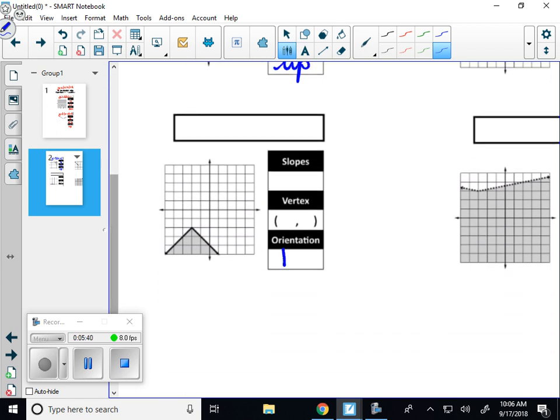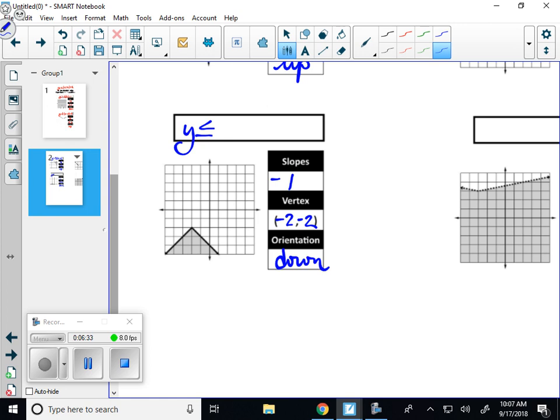Orientation. Down. So my a is going to be negative. What is my slope? If I start at the vertex, I have to go down 1 and over 1. So what's my slope? Negative 1. Questions? Vertex? Negative 2, negative 2. What kind of line? Solid. Shading? If I'm shading down with a solid line, then y is going to be less than or equal to. And if I can't remember, where do I look?